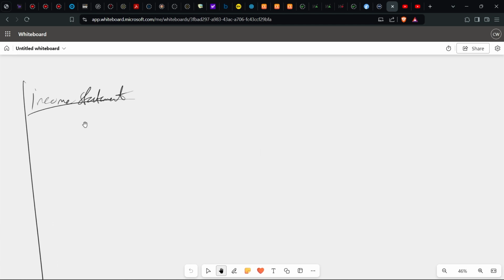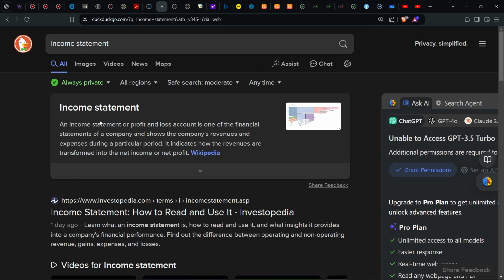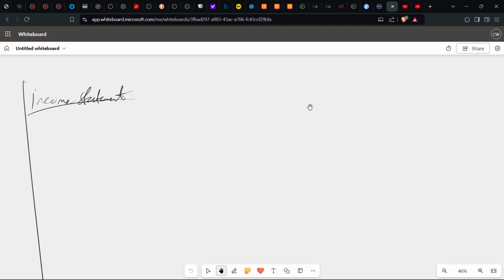We start with the definition. What is an income statement? An income statement or profit and loss account is one of the financial statements of a company and shows the company's revenues and expenses during a particular period. It indicates how revenues are transformed into net income or net profits. The income statement shows how a company made its money within a certain period.